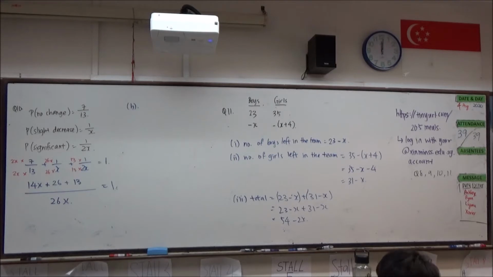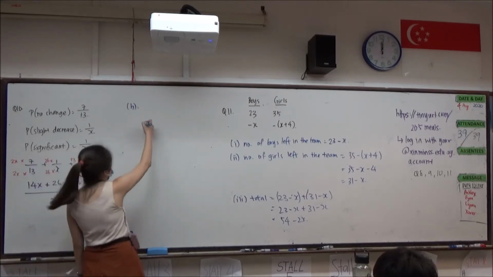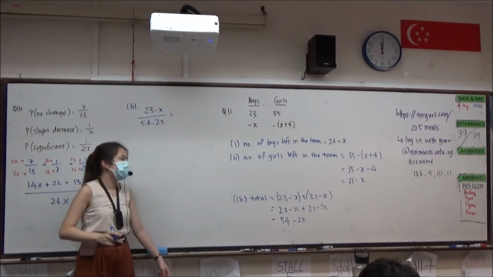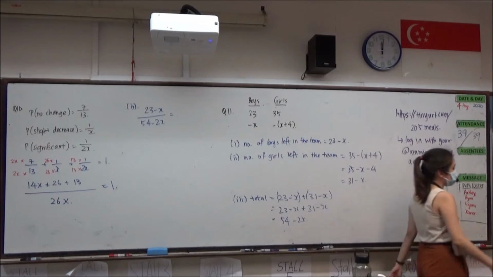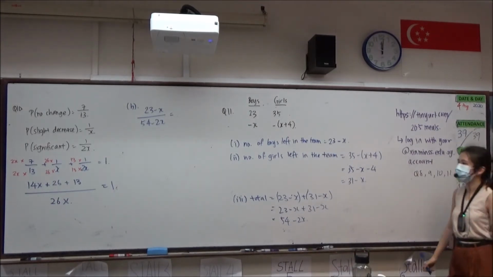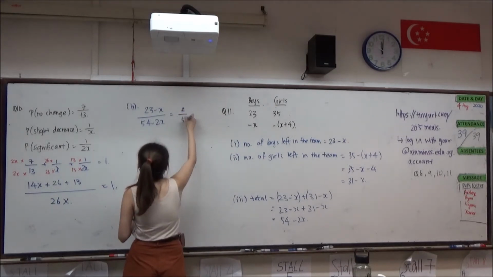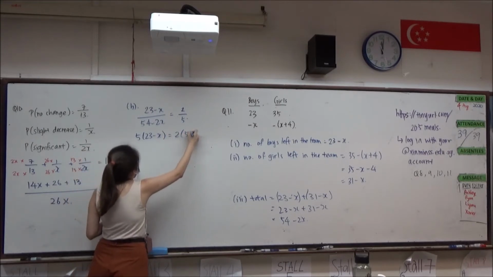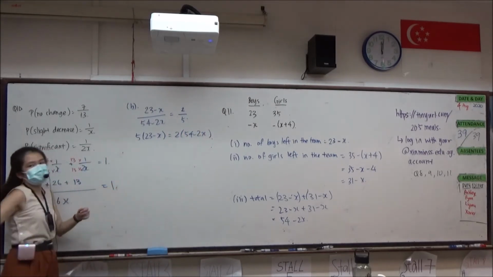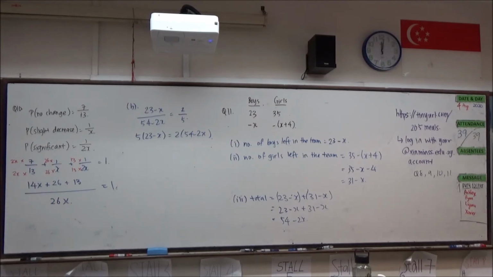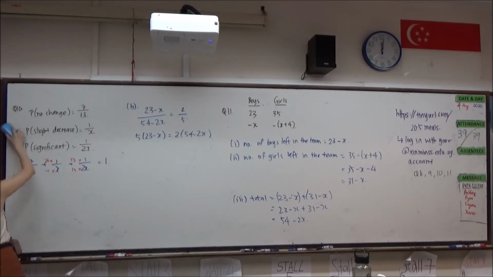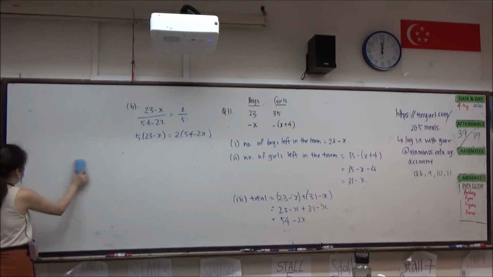23 minus x over... See, you know how to do it, you just want to use your brain. 23 minus x over 54 minus 2x, and that equals the probability given in the question, 2 over 5. Then we cross multiply and solve. I will leave the solving to you. I'm sure you are skilled in solving algebra questions.